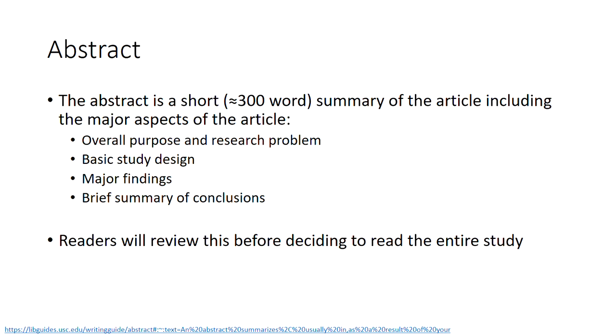Let's find out. All right, the abstract. After you are intrigued by the article's title, the next thing you would read is the abstract, which is a short 300-word summary of the article. It includes the overall purpose and research problem, the basic study design, major findings, and a brief summary of the conclusions. Readers will read the abstract before they decide if they want to read the entire article, because it takes quite a bit of time to read an entire article. You don't want to read an article that isn't relevant to your search topic. Reading the abstract gives you an idea of whether the article is worth your time or not.